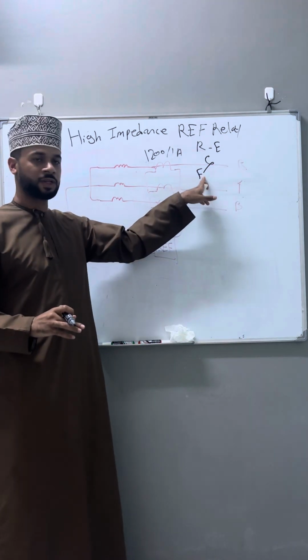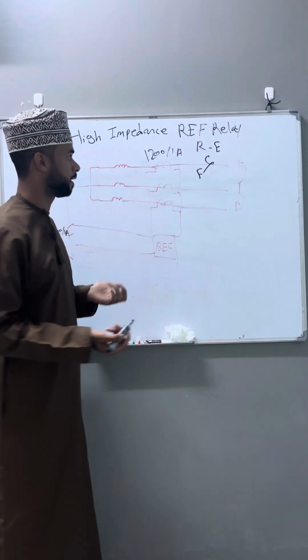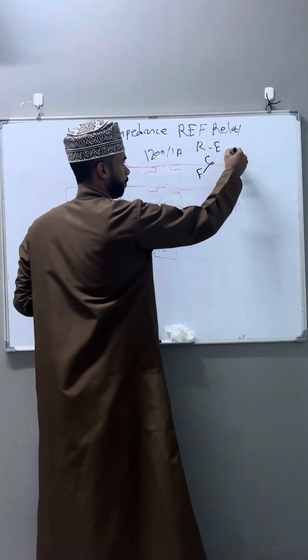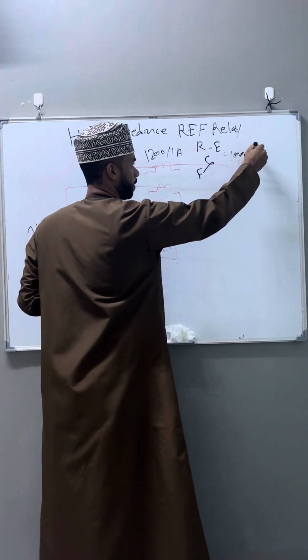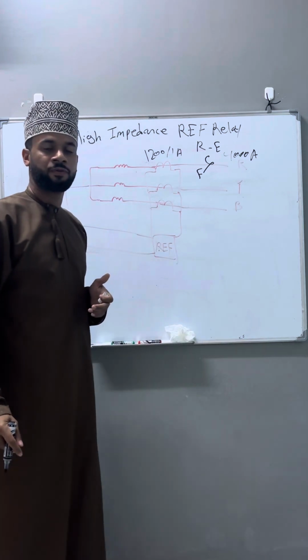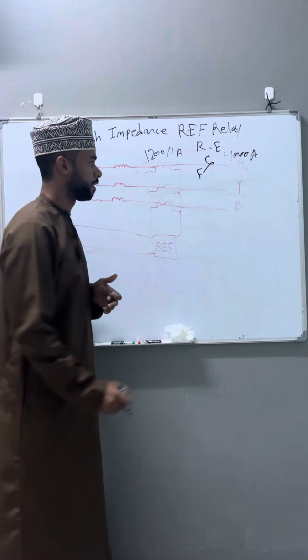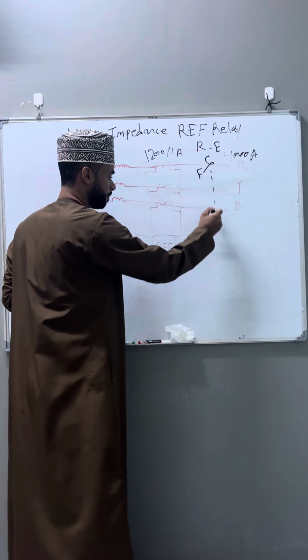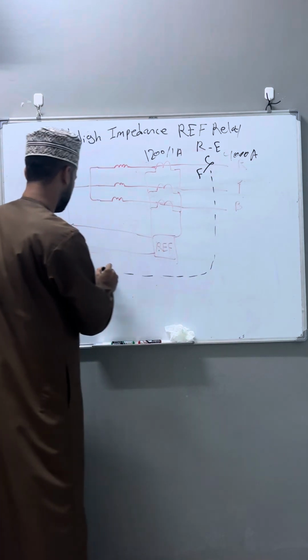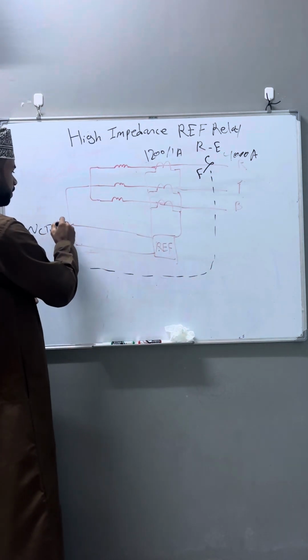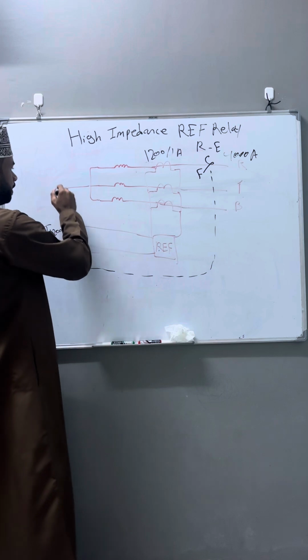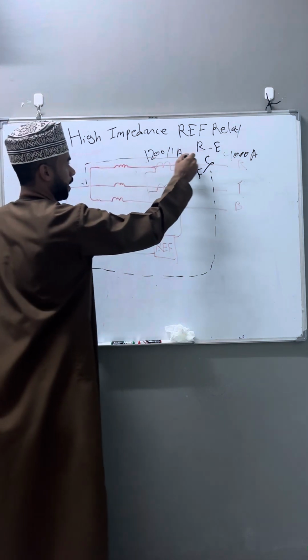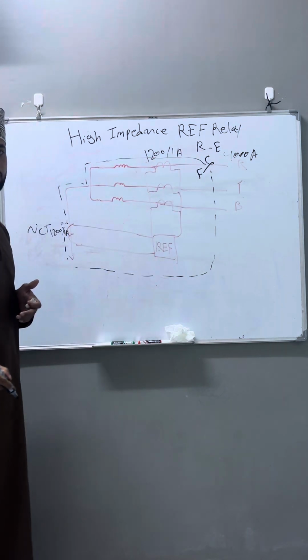Now assume we have an external fault. Assume this fault, let's assume 4000 amp. Okay. So how will the fault current path be? The fault current will go like this. Then will go like this up to this fault point.